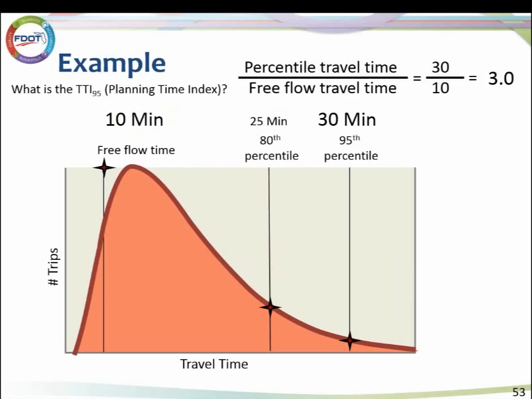So it was 30 minutes divided by 10 minutes, so the planning time index was 3. If we had been working with the 80th percentile, it would have been 25 minutes divided by 10 minutes, or 2.5.